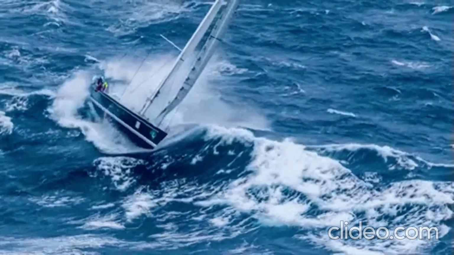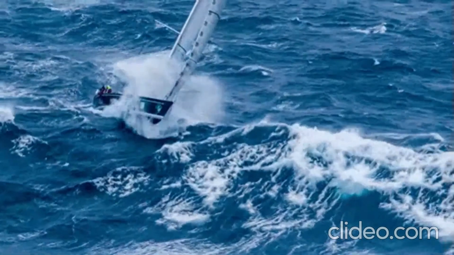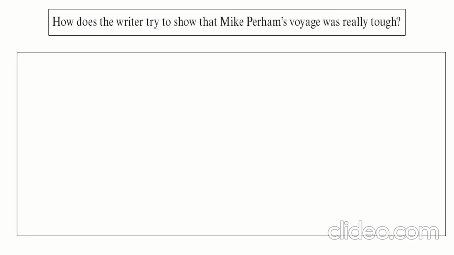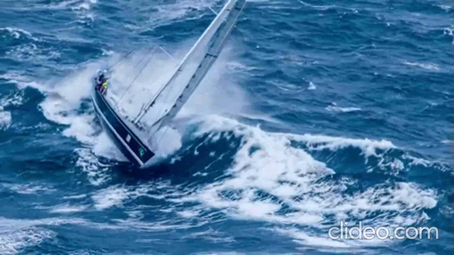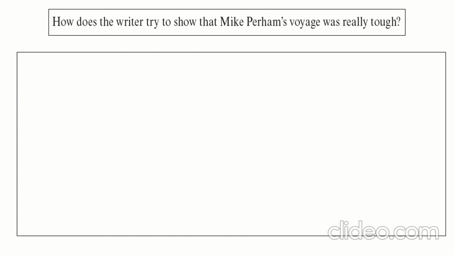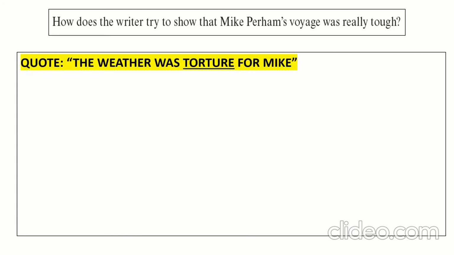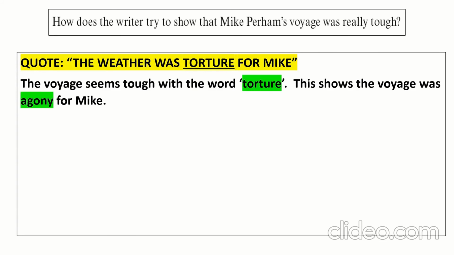Okay, so quickly before we go on to 127 Hours, another example of this sort of question is this guy here, who sailed around the world on his own, and this exam question was, how does the writer show that his trip or voyage was really tough? Okay, so one of the quotes I picked out was "the weather was torture for Mike." It could have said the weather was a problem, the weather was bad. Why have they chosen to use the word torture? Well, what are the connotations? So I put the voyage seems tough with the word torture. This shows the voyage was agony. So that is the word that I've linked to torture.